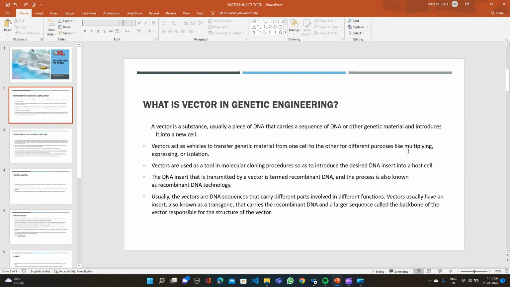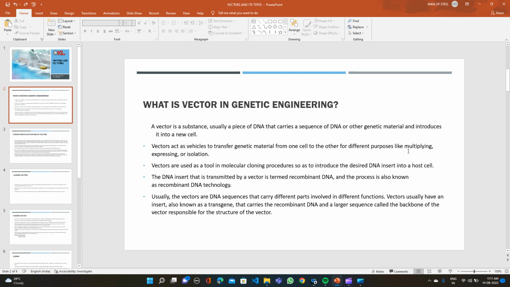A vector is usually a piece of DNA that carries a sequence of DNA or other genetic material and introduces it into a new cell. Vectors act as a vehicle to transfer genetic material from one cell to another for different purposes like multiplication, expression, or isolation.